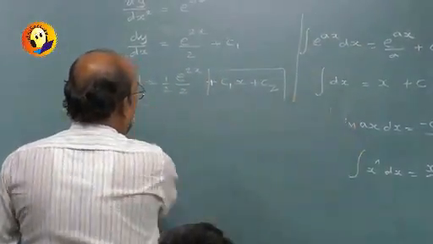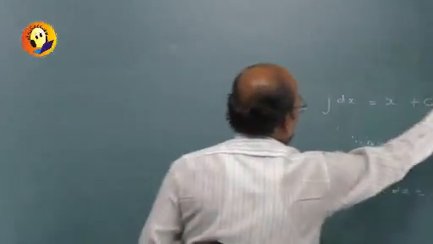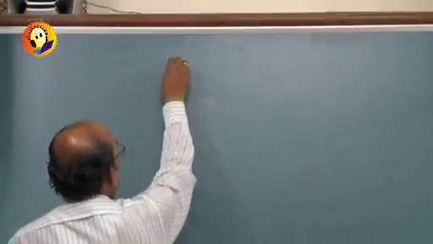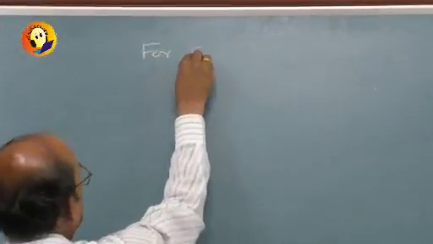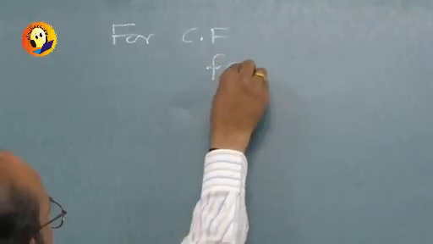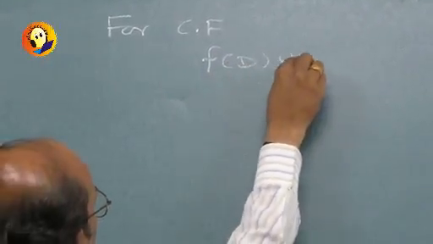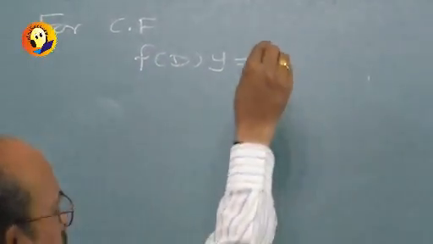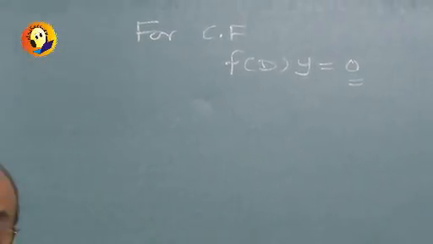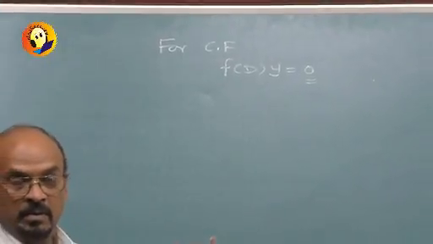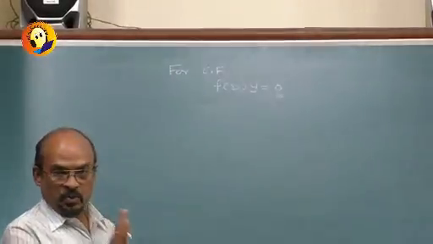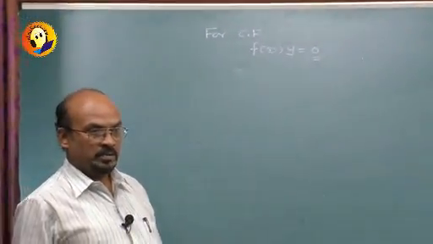So, methods for finding the complementary function. For the CF, what is the form of the equation? It is f of D operating on y equal to 0, which is called the auxiliary equation. This is not the given differential equation, right? We are just equating it to 0 and saying that the solution of this will give us the complementary function.